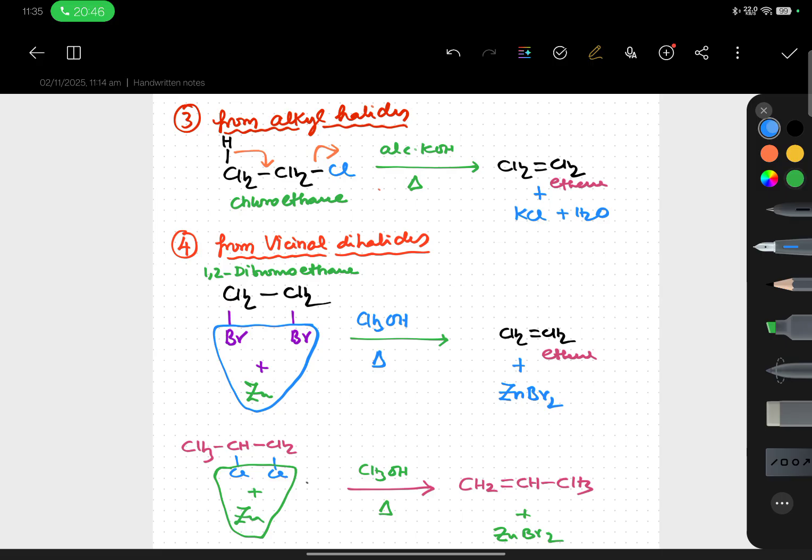Make a note of this, ma. It's an evaluate yourself question. So this is 1,2-dichloropropane. This is propene. Copy this, ma.